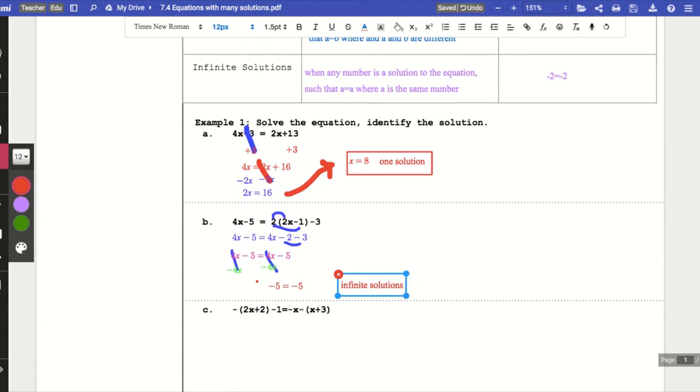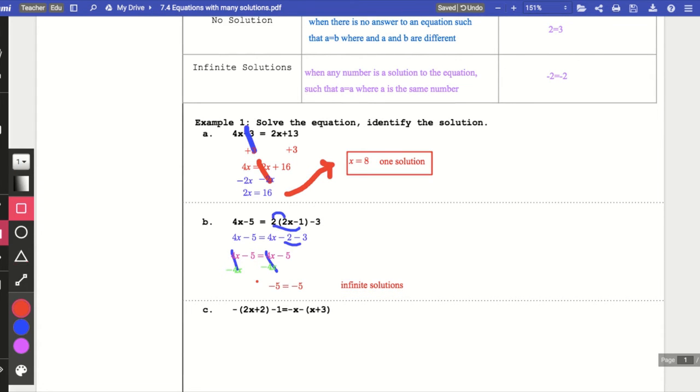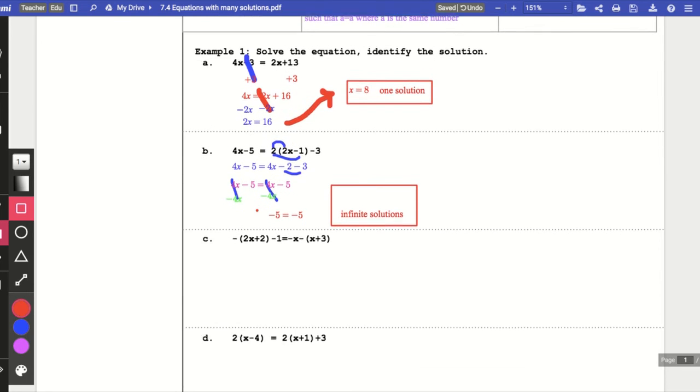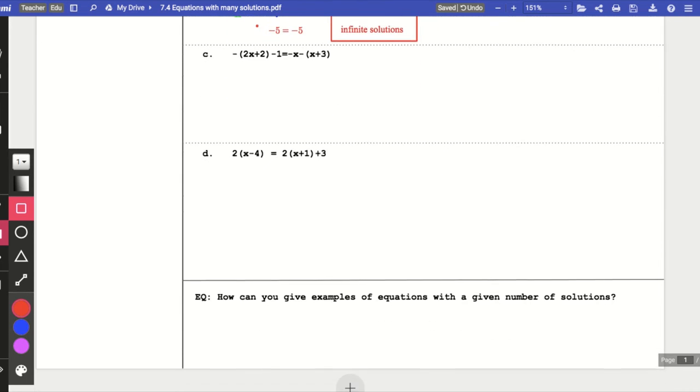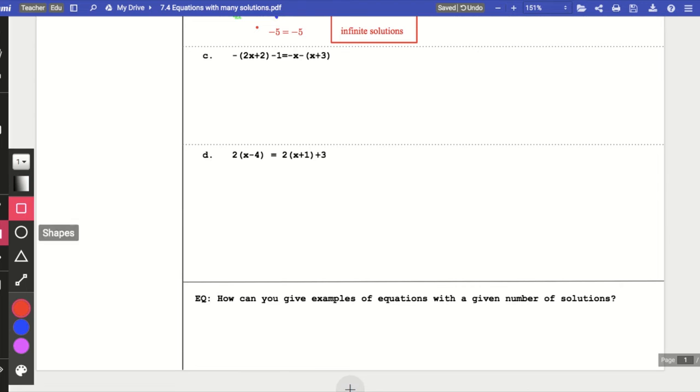So what's nice about these problems is they're almost easier to solve because you have less math you got to do. Once you get to this point that your variables cancel, you just have to identify the correct amount of solutions. So let's do another example where we're again trying to identify the amount of solutions.